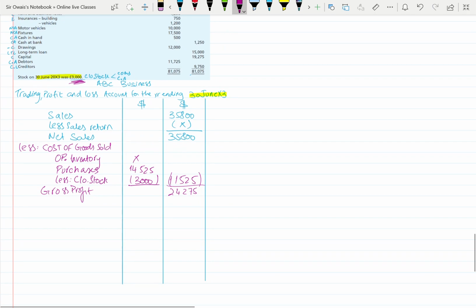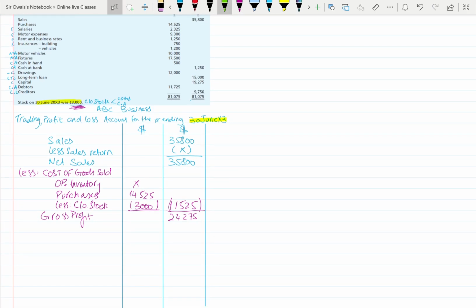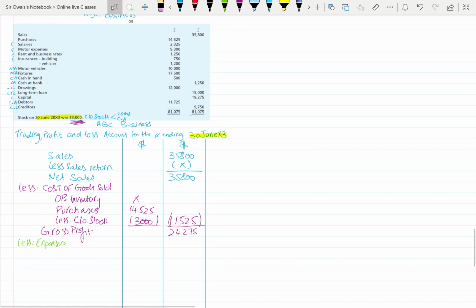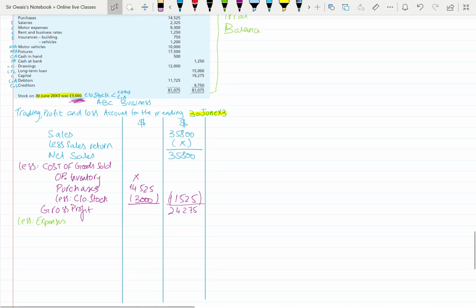Okay, now let's start with expenses. Less expenses. As I've already identified in the above trial balance, this thing is known as trial balance. I'm just repeating it. I hope you know this. From the above trial balance, I've already identified all the items. Salary is my expense, motor expense is my expense, rent and rates is my expense. So it would be much easier for me to write them below.